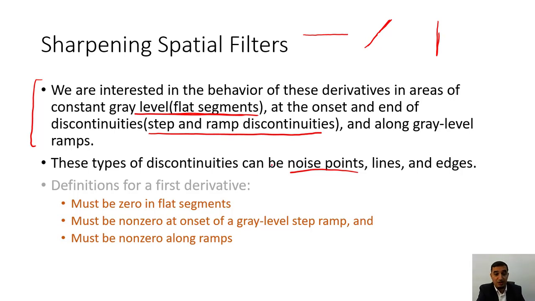by using sharpening filters. So the definition of the first derivative must be zero in flat segments. Okay, this is a flat segment. The derivative of a constant is zero. It must be non-zero at the onset of gray level ramps. So if there is a ramp going like this, then it should be non-zero. It must be non-zero along ramps also. So this is what we are talking about in gray level values.